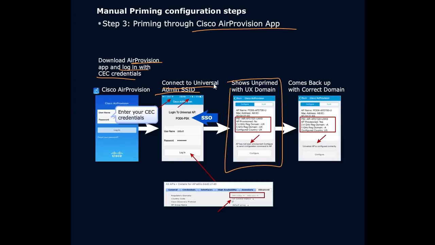Once you see that screen, you're home free. Okay? It'll show you all the information you need, the product ID, the regulatory domain, the configuration, and then it'll come back with the correct domain. After a little bit, it'll process and come back with the correct domain. Once you've done that, your AP is primed.